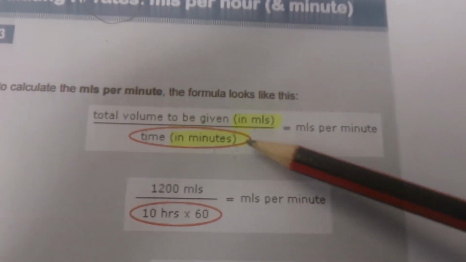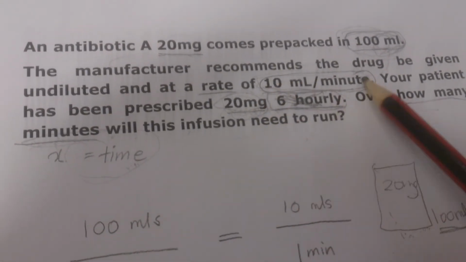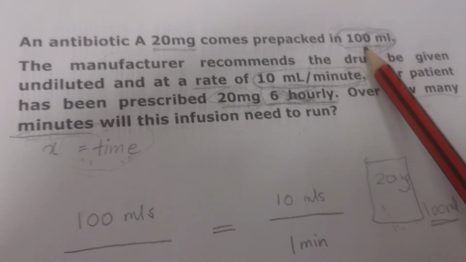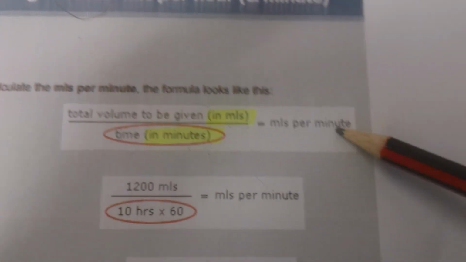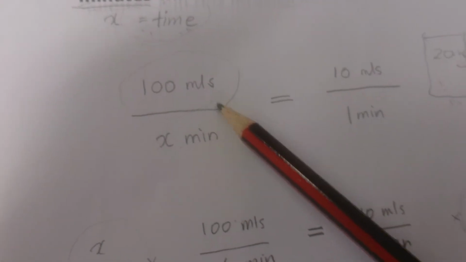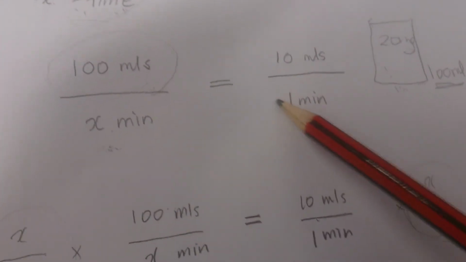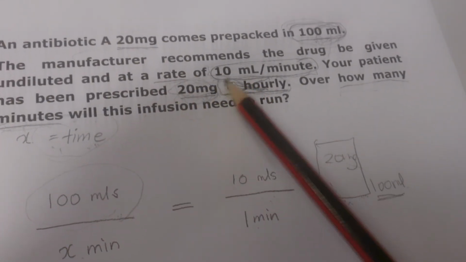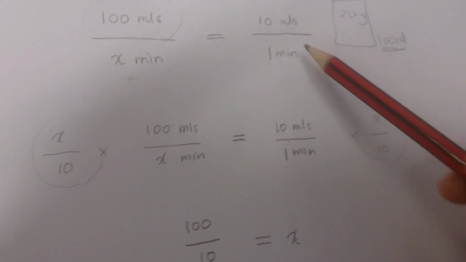So we know the rate. We already said, so we already know the rate. What we don't know is time. We know the volume to be infused. We know the rate. We don't know the time, and we know the volume. So the volume to be infused is 100 mils. The time, how long it's gonna run for, we don't know. The rate, yes, we know. The manufacturer recommended that the rate be 10 mils per minute, so we know the rate. So that's the formula when we put into it.